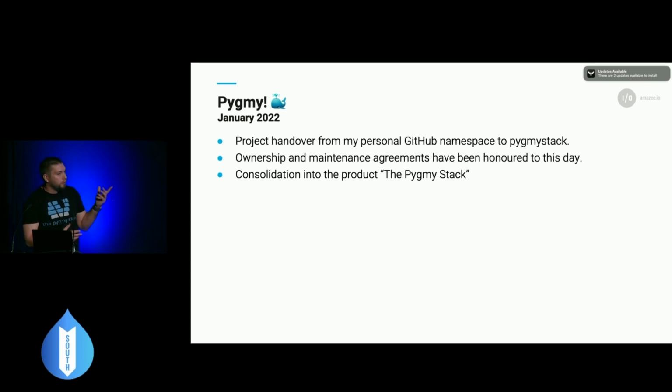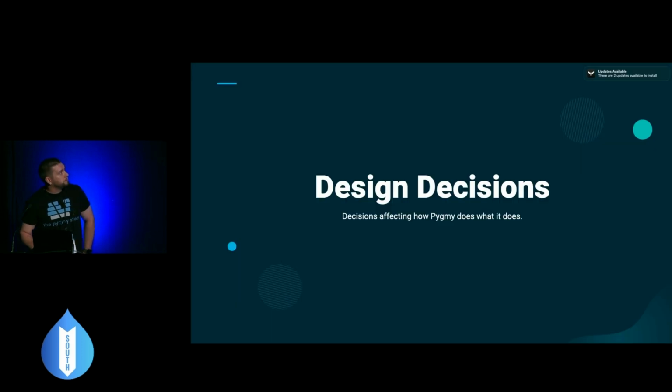But in 2022, Amazing spawned the Pygmy Stack, a new namespace on GitHub, and all those containers, all the maintenance moved to that namespace, and I let go of the project in my personal namespace. And since then it's been sort of ongoing maintenance.